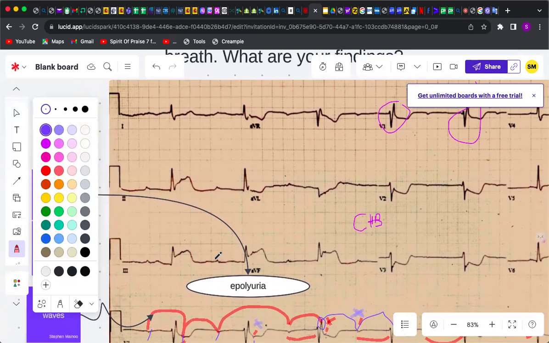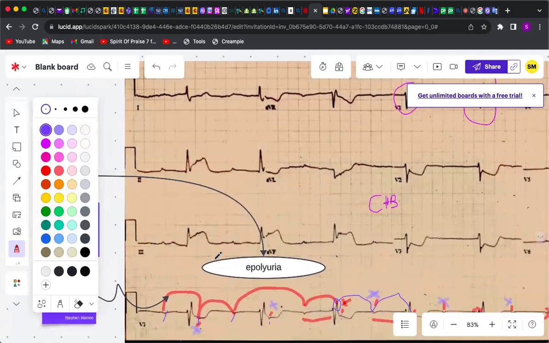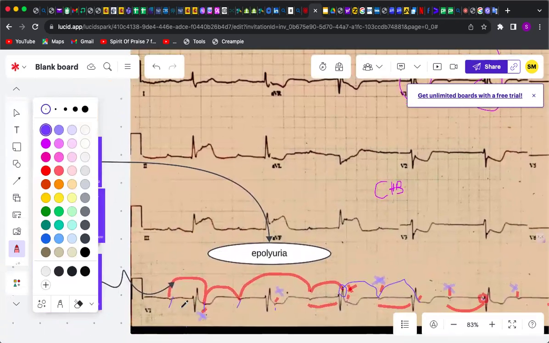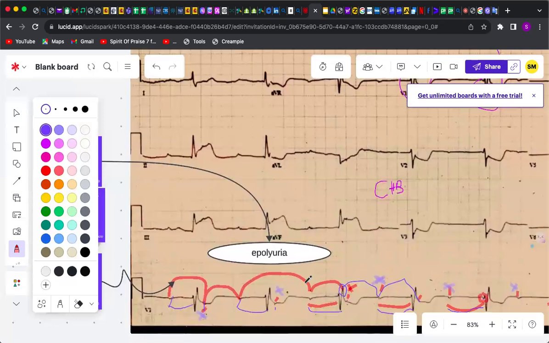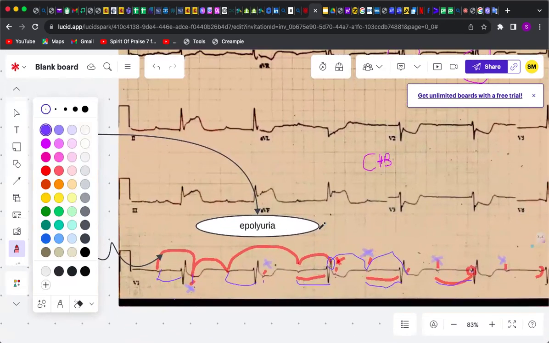But here's the catch. The PR interval is normal, okay? And it's constant, it's not progressing. But look at this. So you have this PR interval, and then now look, PR interval, and now look, and now look. It gets prolonged as it moves on, yeah? It's progressively getting prolonged. So this cannot be a Mobitz type 2, okay?